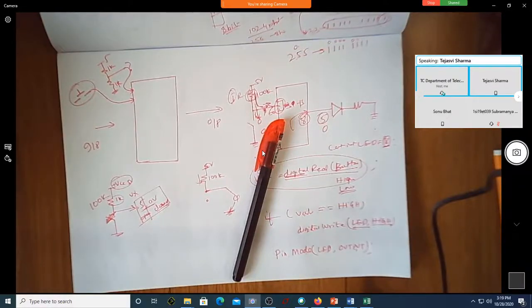If the high is more, then the average will go from 2.5 and above, and if the low is more, then the average will go to 2.5 or below. So that is what I understood from the square wave.